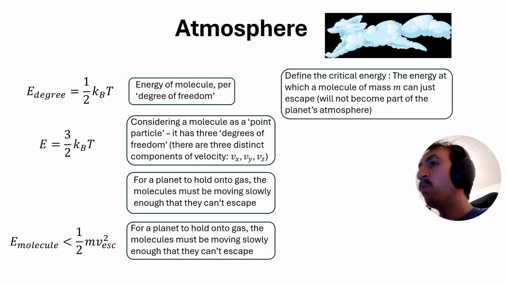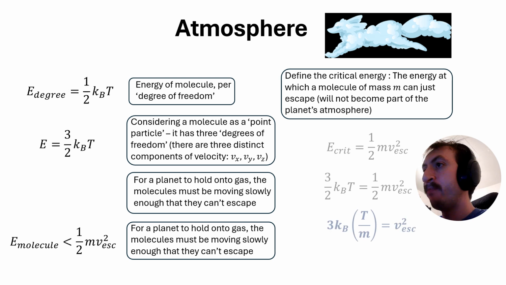And I'll call the energy a molecule would have where it's just enough speed to escape the planet. So when it's moving at the escape velocity, I'll call this energy the critical energy, and I'll call the mass of a molecule that has the critical energy at temperature T, M.